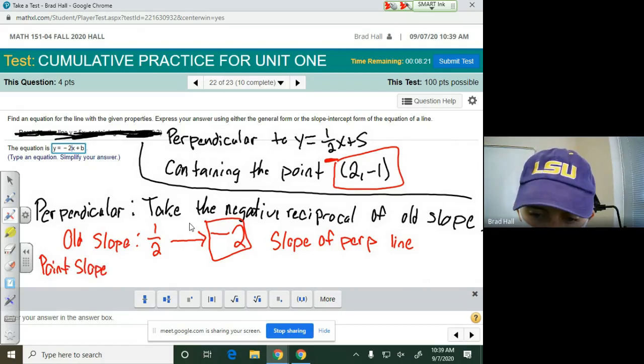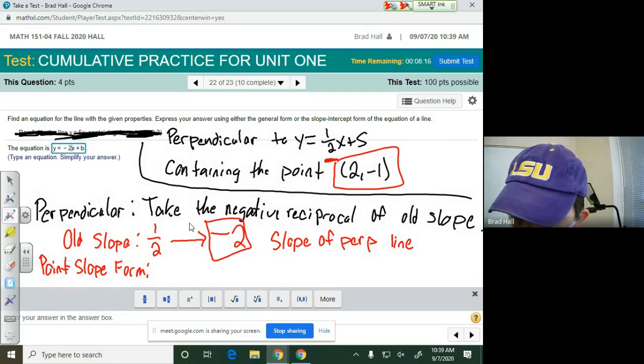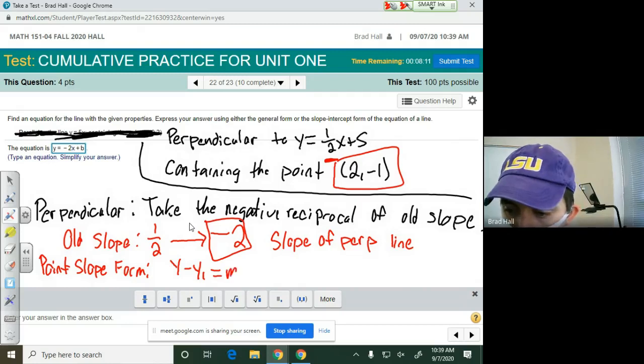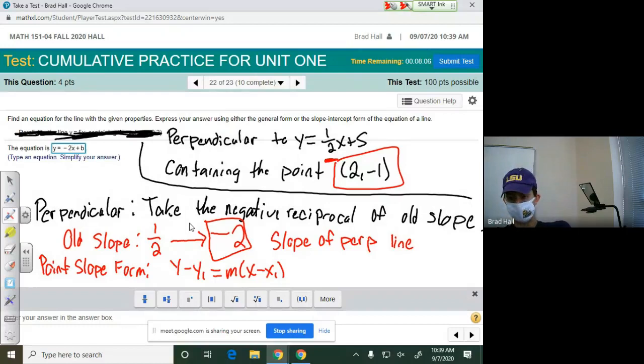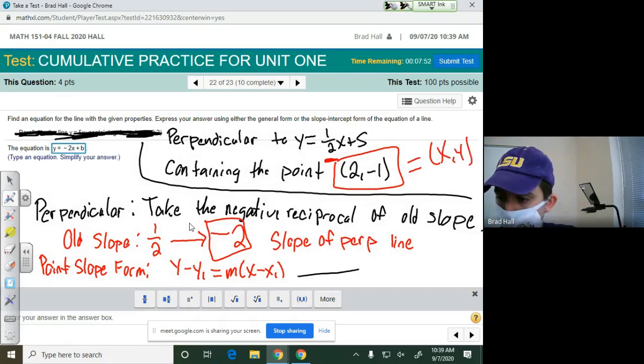The point slope form. Just as a reminder, here it is. We can use this form because we have a point and the slope. So let's go ahead and plug everything in and then put this into slope-intercept form, and we'll be done.